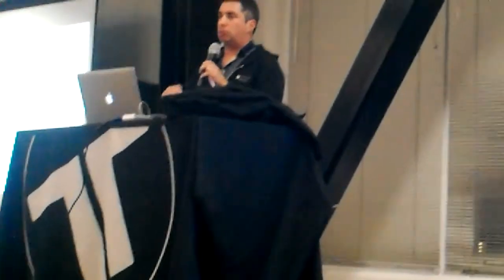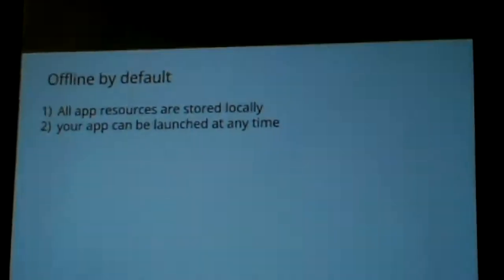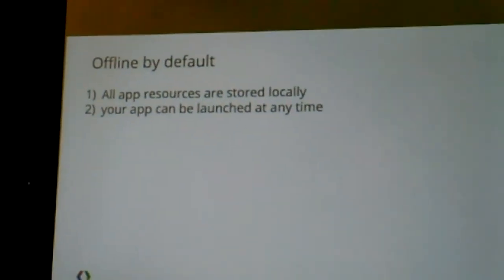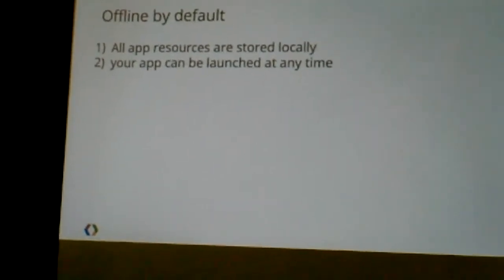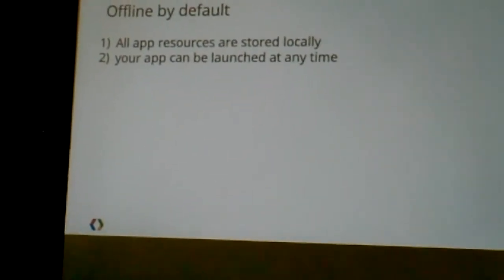So all the app's resources are stored locally and your app can thus be launched at any time. You saw I went over to my dock. Oh, well, yeah, on the Mac it's a dock. On Windows, it's the start menu. On Windows 8.1, it's, I guess, the start menu because they're going to bring it back. On Linux, it's whatever Linux does, right? But the thing is, you can launch at any time. The user shouldn't have to know whether they're online or offline just to launch an app.